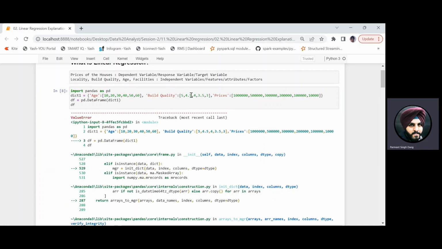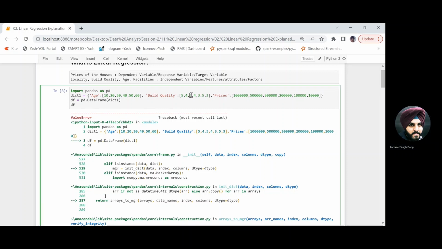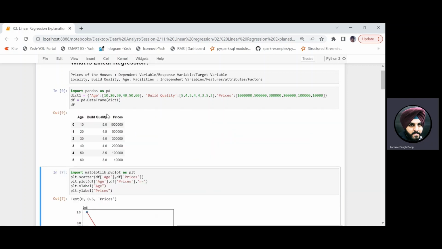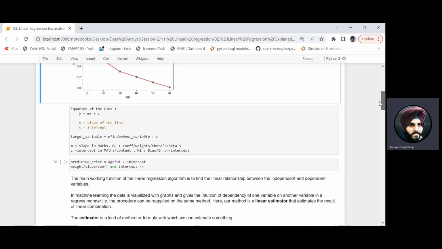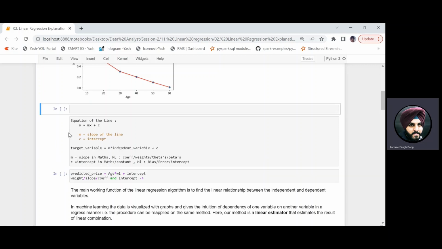And 1, 4.5, 4.5, 4, 4, 3.5. So these are the ratings. Now let's say I want to plot this build quality. I write plt.plot, and I want to plot df of build quality against df of prices.